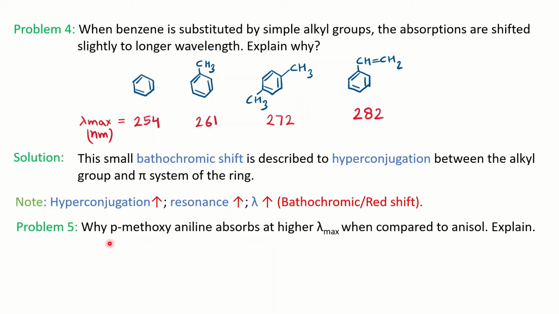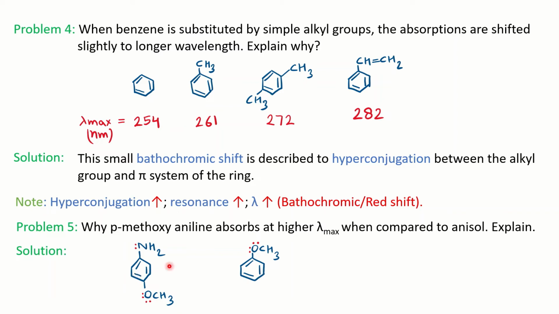Okay, now the next problem is why para-methoxyaniline absorbs at higher lambda max value when compared to anisole. For this problem, you should know how to draw the structure first, right? Para-methoxyaniline: all of you are familiar with the structure of aniline, C6H5NH2. Para-methoxy means at the para position you have OCH3. What is anisole? Anisole has an OCH3 group on the aromatic ring. Now they have given you these two molecules and they are saying that the first molecule absorbs at higher lambda max value as compared to the second one.